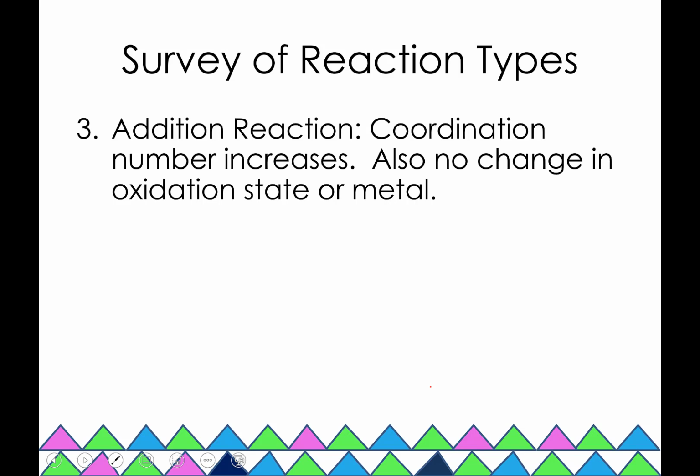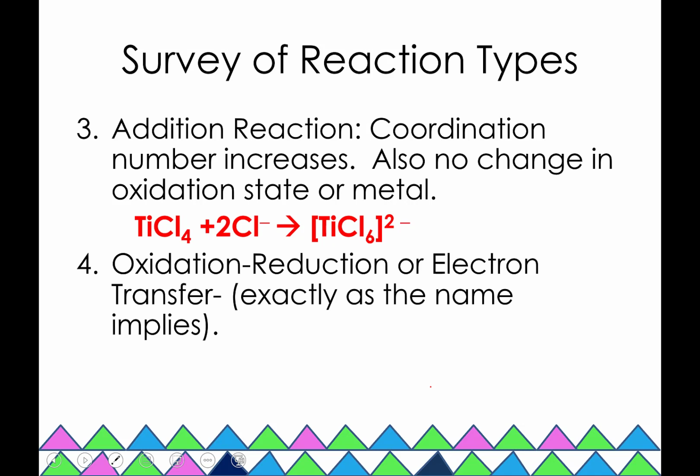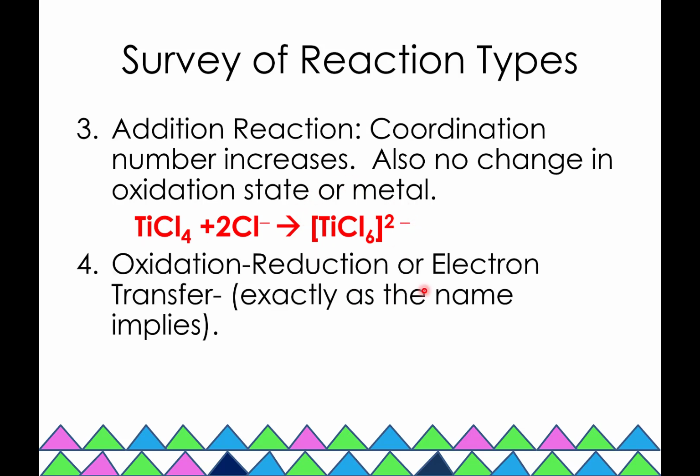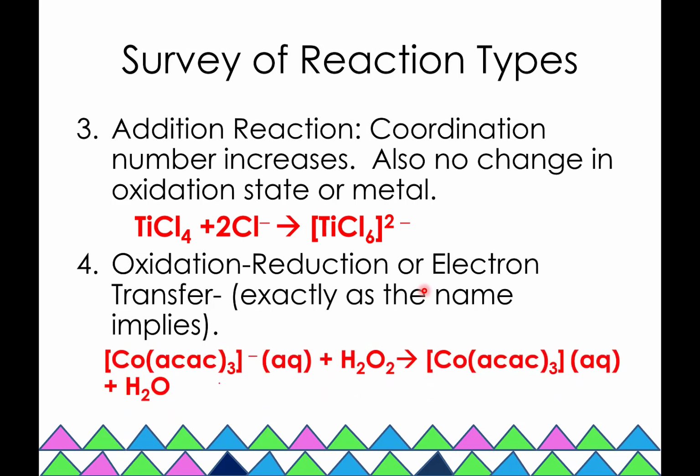We can also have the opposite of a dissociation reaction, which is an addition reaction, where your coordination number is increasing. So here we have tetrachlorotitanium 4 reacting with 2 chloride anions to form hexachlorotitanium 4+. So it's going from either square planar or tetrahedral to octahedral. Finally, we have oxidation reduction, or electron transfer. One of the complexes that we typically make in the lab is cobalt acac. This is cobalt 2+. We add hydrogen peroxide to oxidize it to cobalt 3+.